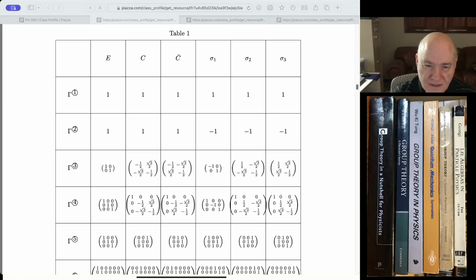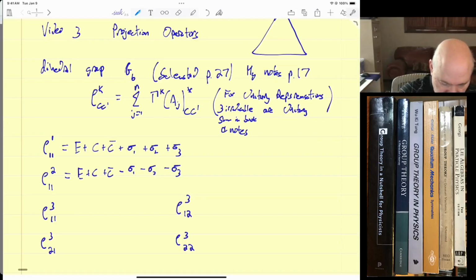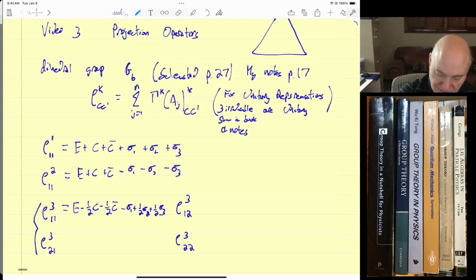So we get rho 3, 1, 1 is equal to E minus 1/2 C minus 1/2 C bar minus sigma 1 plus 1/2 sigma 2 plus 1/2 sigma 3. I'm going to put a little bracket around here. These are what are called partner pairs, because these will be associated with special symmetry functions that are in a column that all transform into each other.